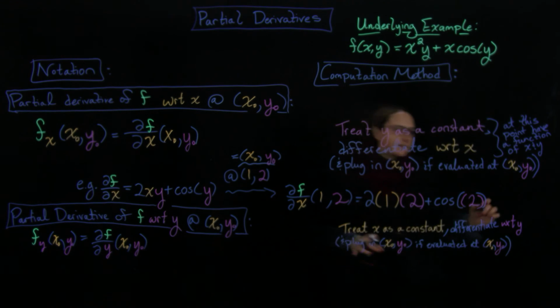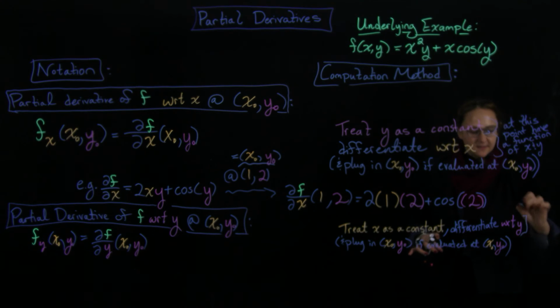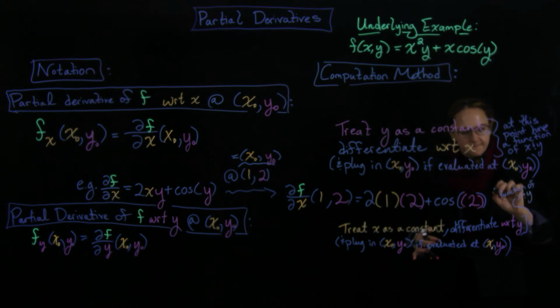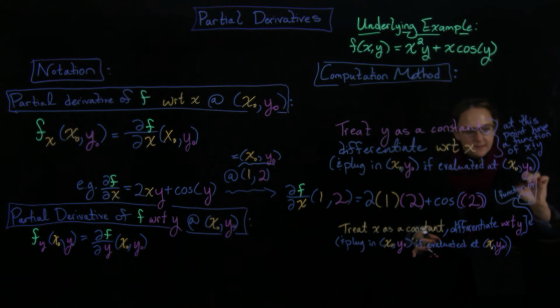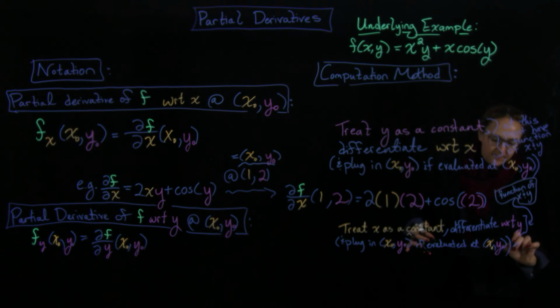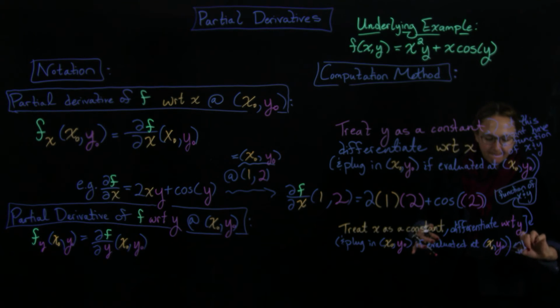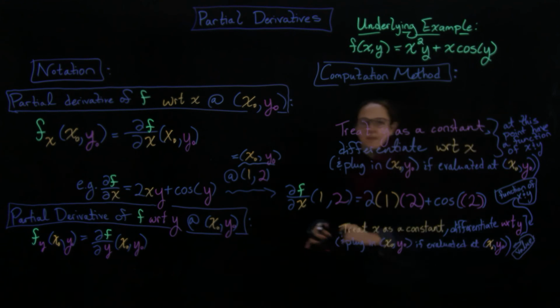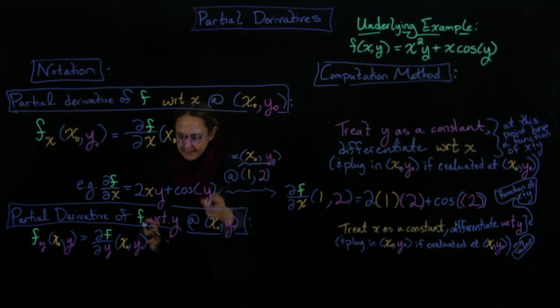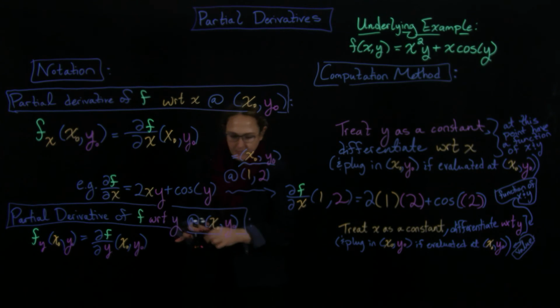Okay, and just to emphasize, this here is a function of x and y. So this is a function of x and y, right? And then this is actually a value, like a real number. Okay, so let's go ahead and look at an example.